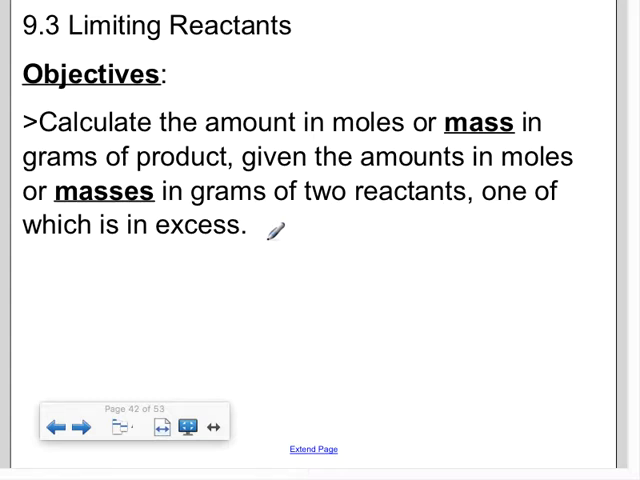So if you are given an amount in a mass, or grams, of a reactant, and you need to get to grams of a product, I think I just said that backwards. If you're given grams of a reactant and you want to get to grams of a product, you're going to be adding a few more conversions, because to get from grams of one reactant to grams of another product, you have to convert it to moles, then use your mole ratio, and then convert it back to grams of that new product.